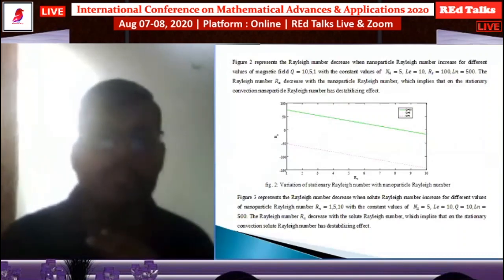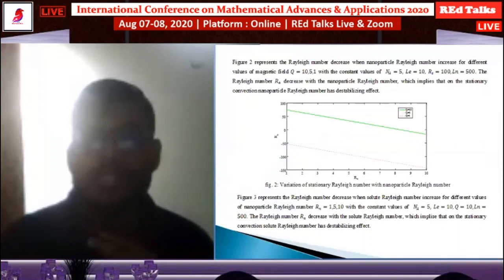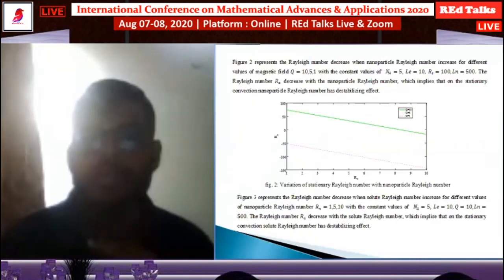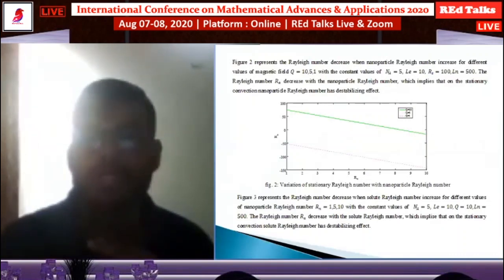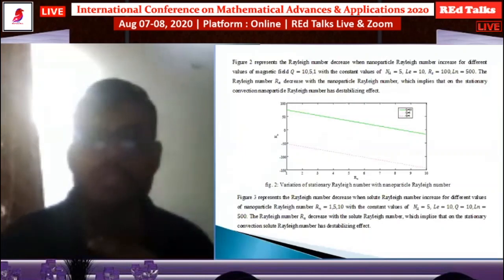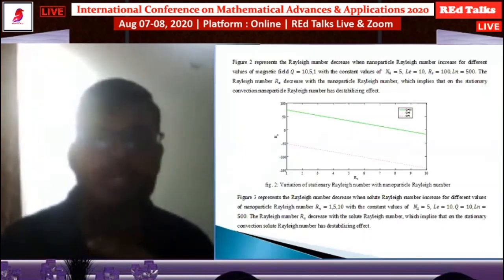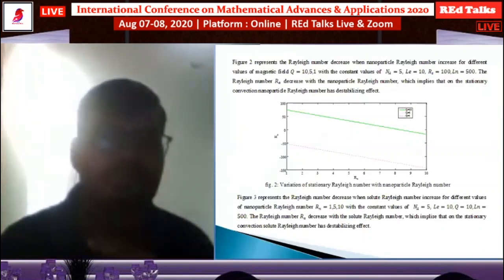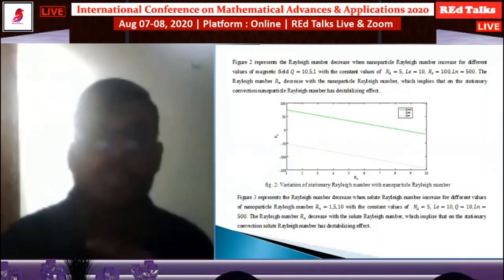In figure number 3, the Rayleigh number decreases when the solutal Rayleigh number increases, for different values of nanoparticle Rayleigh number Rn, with the constant values of Na, Le, Q, Ln. The Rayleigh number Ra decreases with the solutal Rayleigh number, which implies that on the stationary convection the solutal Rayleigh number has a destabilizing effect. This is figure number 3.